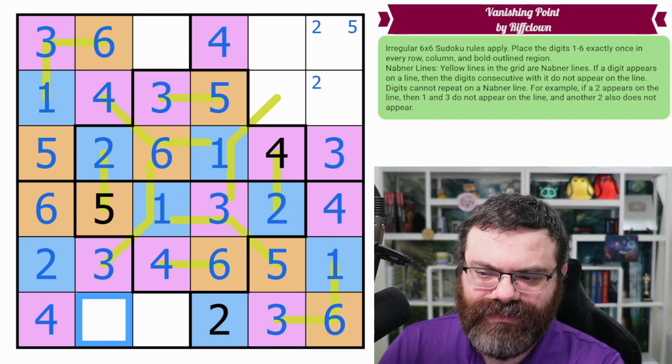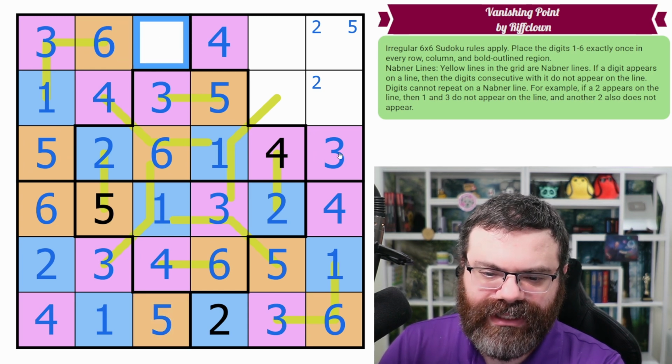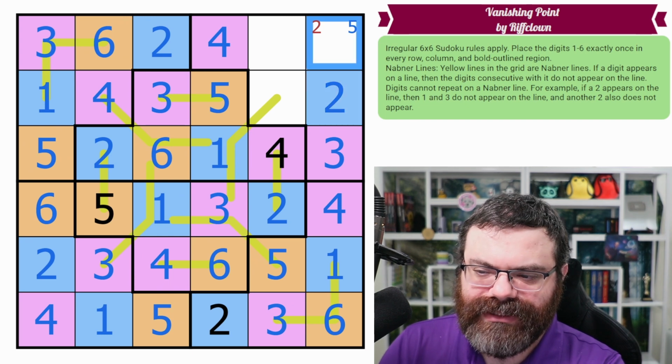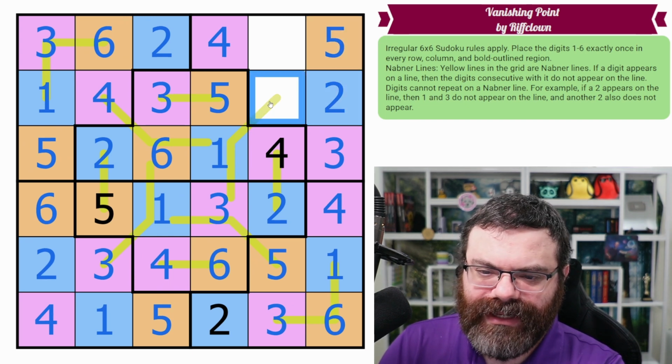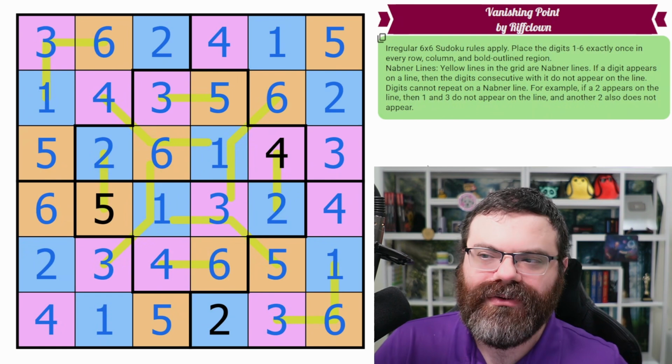This is finished with a blue 1. This is finished with an orange 5. This finishes with a blue 2. That gives us this blue 2. This is the orange 5. All right, so this needs to be the orange 6. And then this needs to be the blue 1. And we're done. All right, cool puzzle, Riffclown.